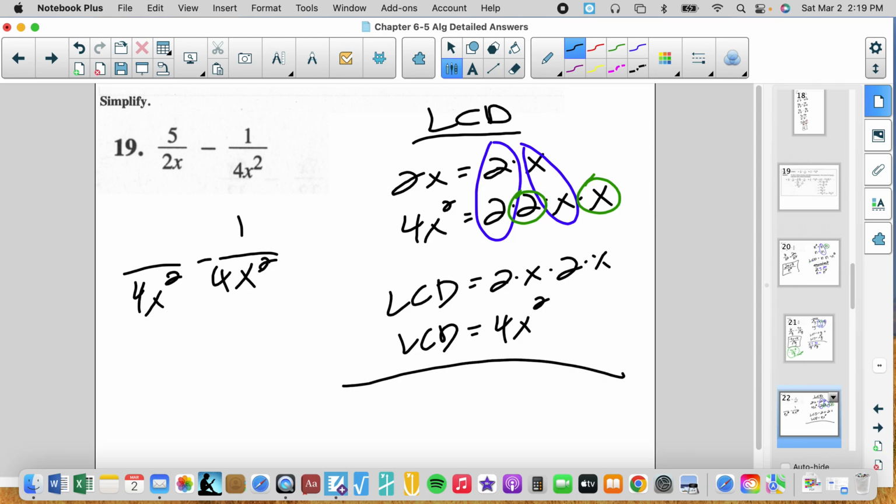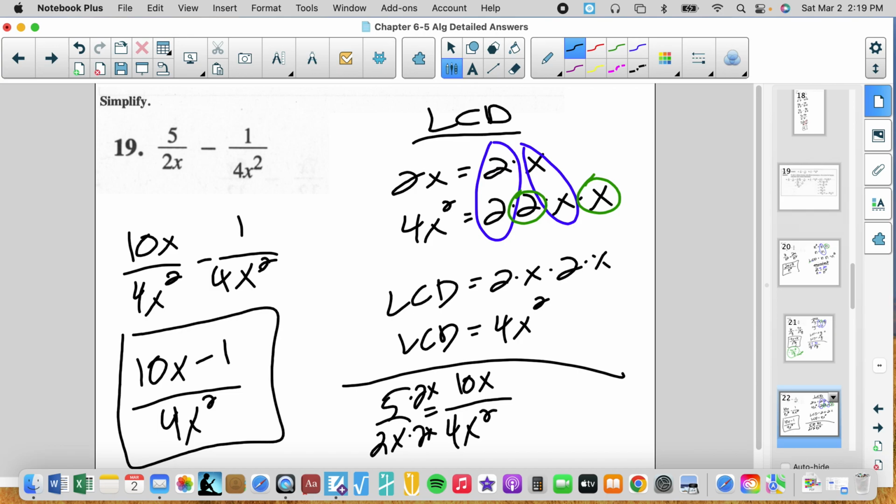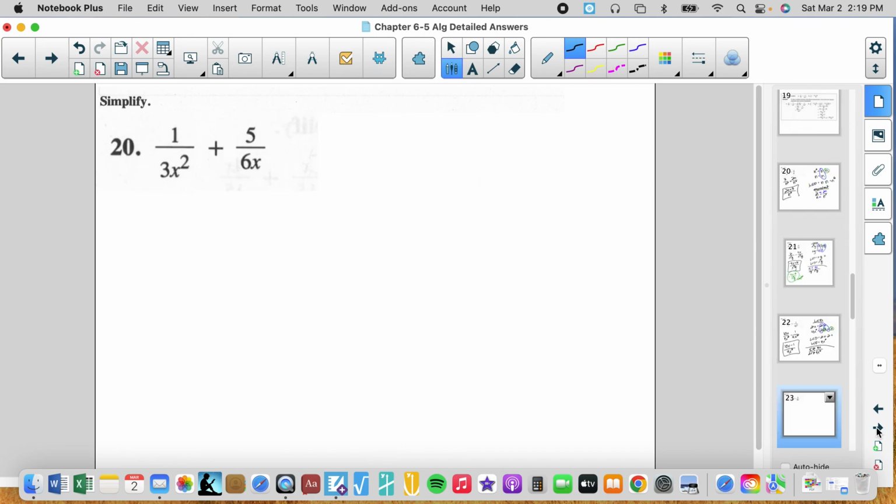Now we have our equivalency. So 5 over 2x equals what over 4x squared? We've got to multiply it by a 2x. Multiply by a 2x and you get 10x. So 10x minus 1 over 4x squared. Nothing simplifies because nothing is being multiplied or divided. We can't factor that.